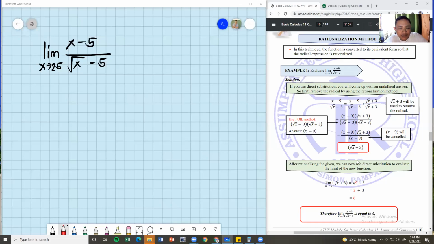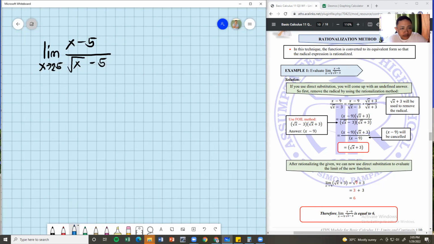Okay, so let's now continue with our rationalization method. So this only happens, again, when your denominator will end up with a zero value, which means it's undefined. And so for us to do that, especially if there is a radical in the denominator, all we have to do is to rationalize our given denominator. So how will we do that?